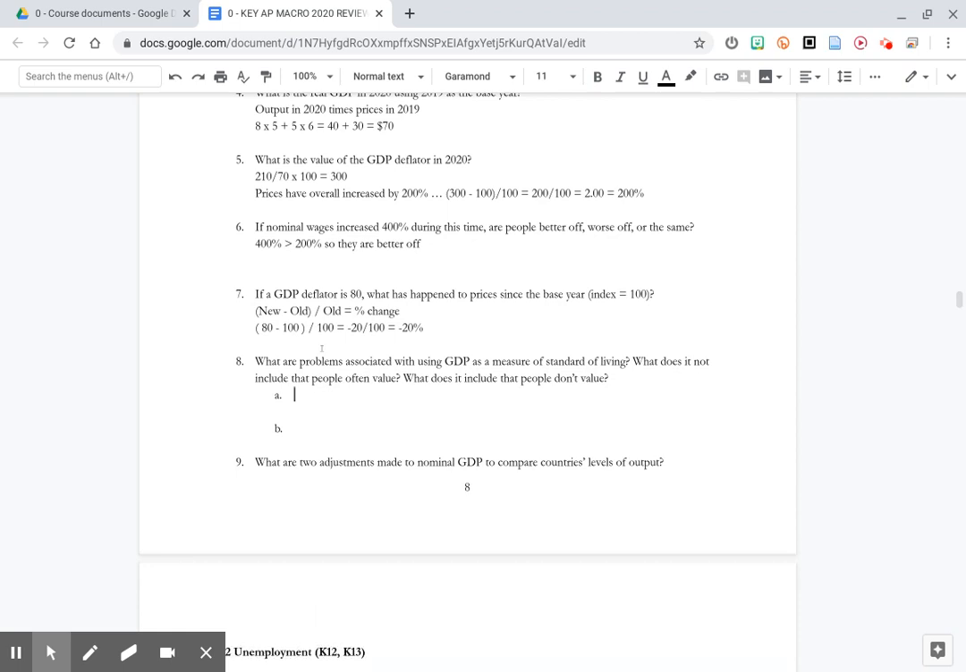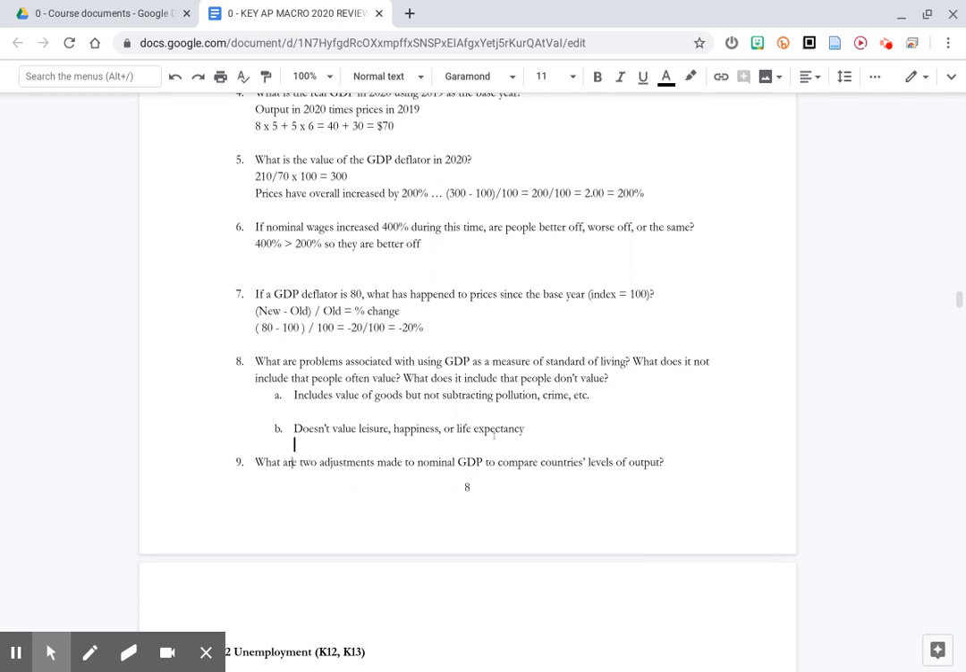Number 8, what are problems associated with using GDP as a measure of standard of living? What does it not include that people value? What does it include that people don't value? We know that it includes pollution. We would say it includes the value of goods, but not subtracting, we'll say, pollution, crime, etc. It doesn't value things like leisure or happiness or life expectancy. It doesn't measure everything that we actually really care about. Expectancy, for some reason I can't spell today.